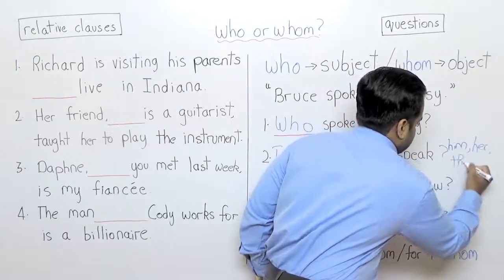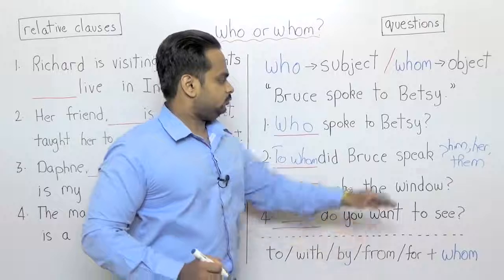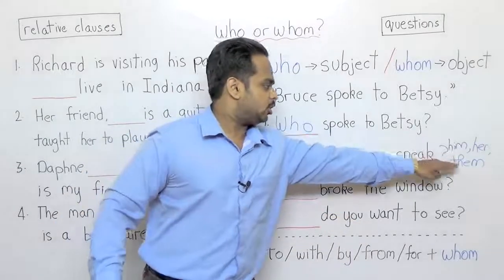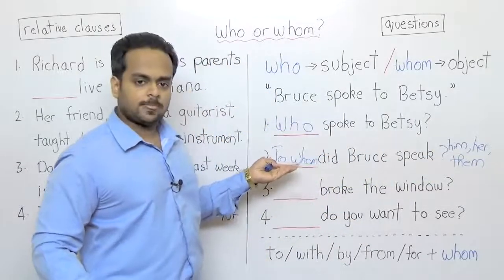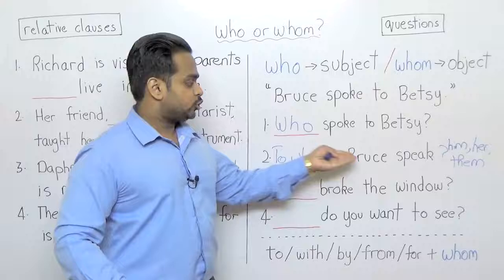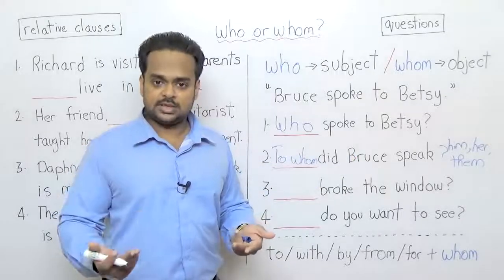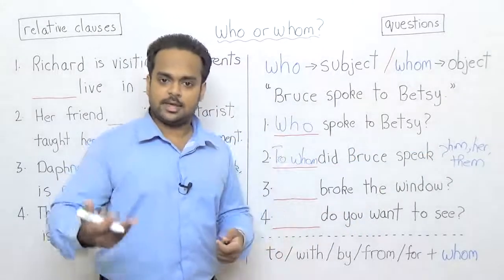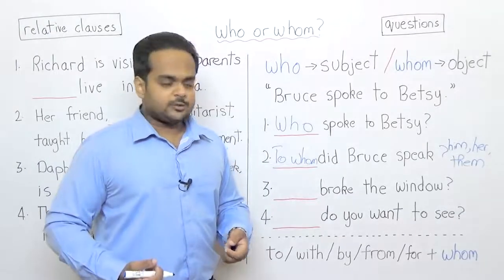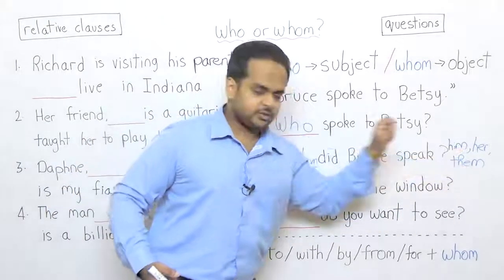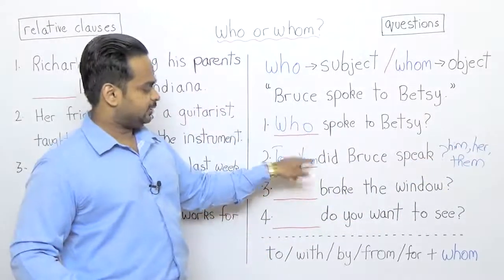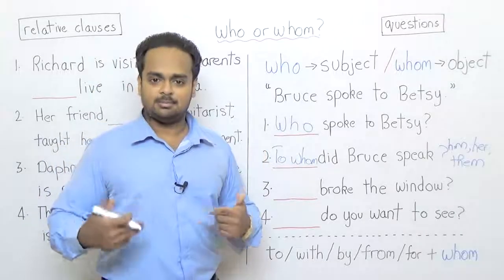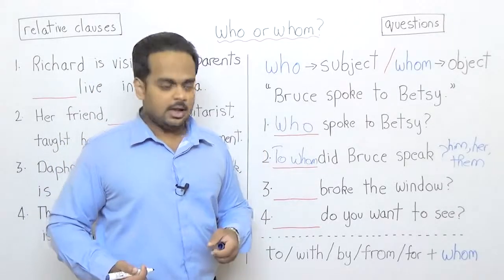So if the answer can be him, her, or them, you use whom. So to this question, to whom did Bruce speak? We can say Bruce spoke to him, Bruce spoke to her, Bruce spoke to them. Okay? So if there's an M in the answer, then you put an M in the question. This is my M whom rule.